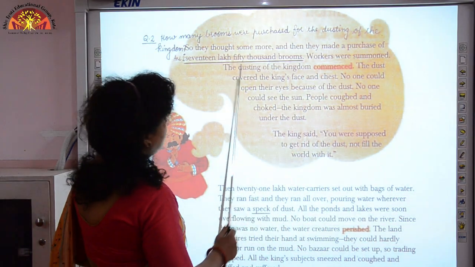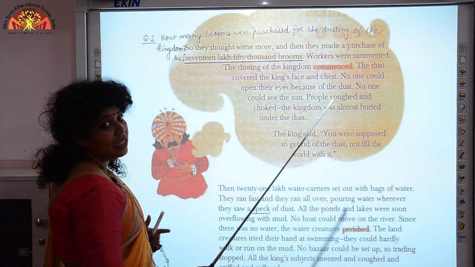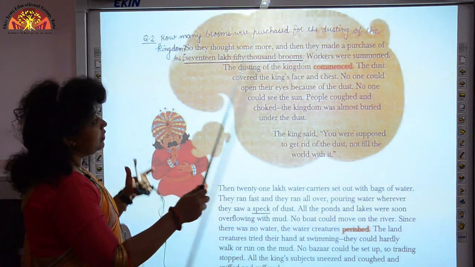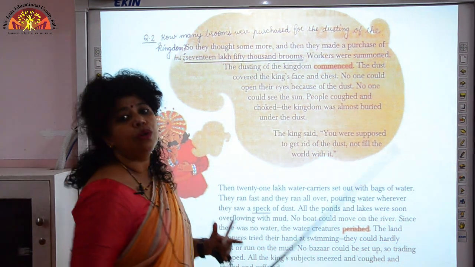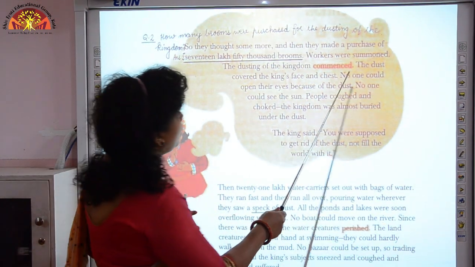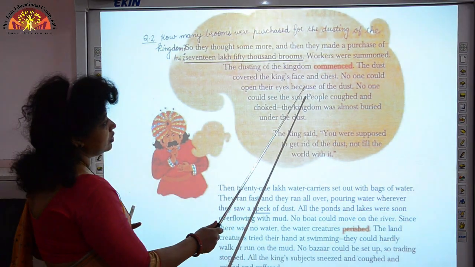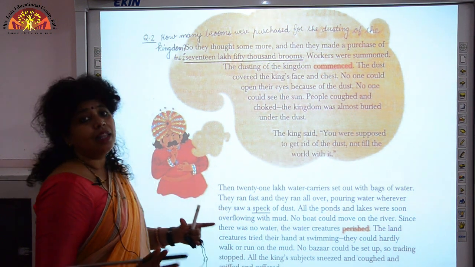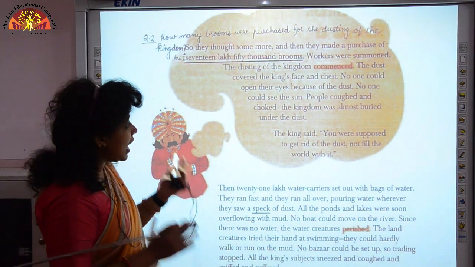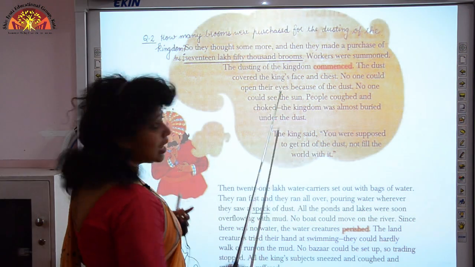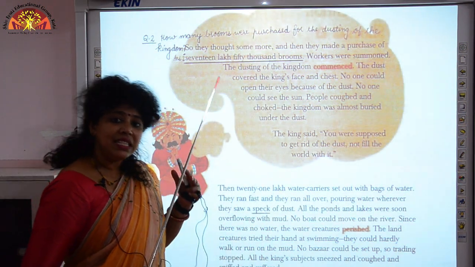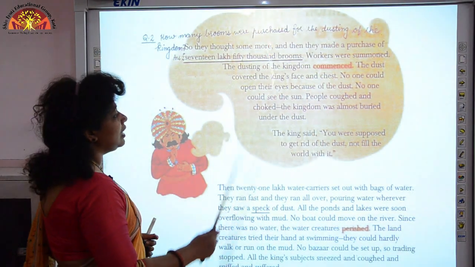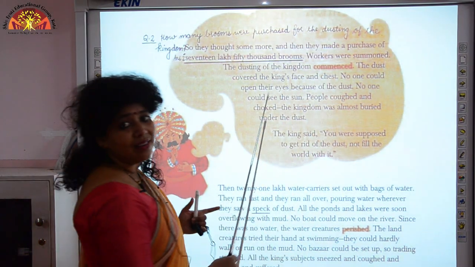The dust covered the king's face and chest. Earlier only the feet were covered with dust, but now the king's face and chest were also covered with dust. No one could open their eyes because of the dust. The entire kingdom was filled with so much dust that people could not even open their eyes. No one could see the sun. They could not even see the sun because of the dust. People coughed and choked. The kingdom was almost buried under the dust.